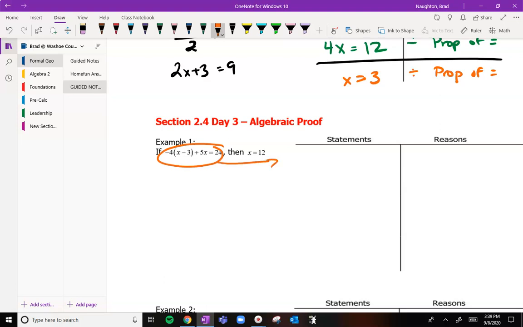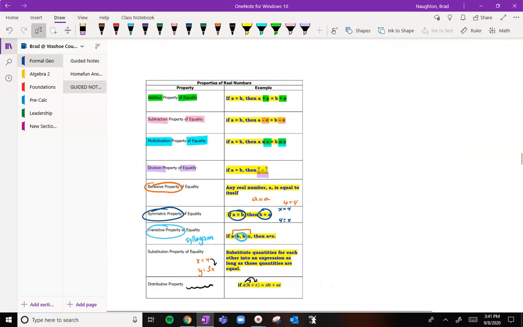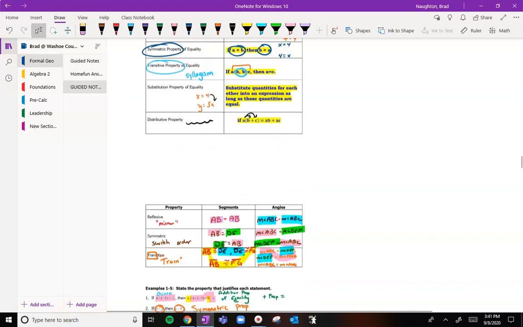Make sure you write your given, negative 4x minus 3 plus 5x is equal to 24. And then the reason is given. Okay, that's always what you got to do first. All right, after we've done our given, we've written our given down, I want you to go back to this from the second day and look over all those again. Pause and make sure you're gravy.